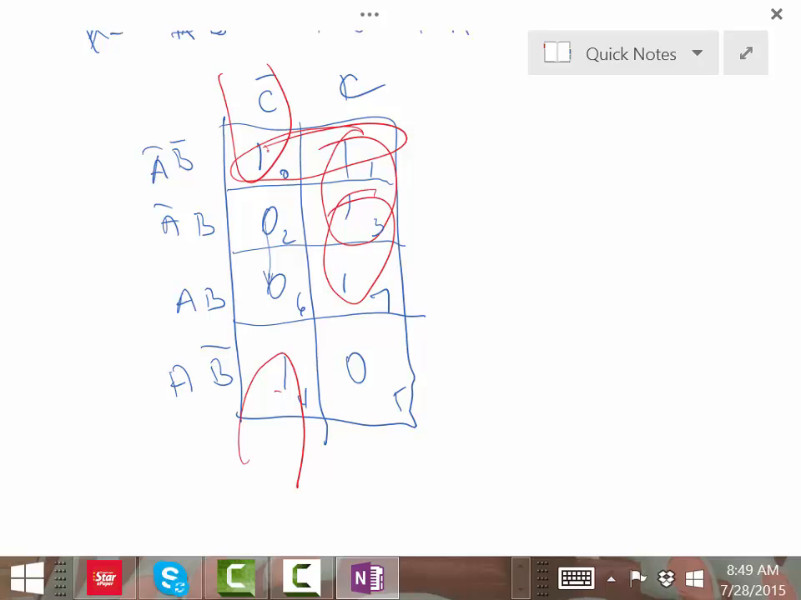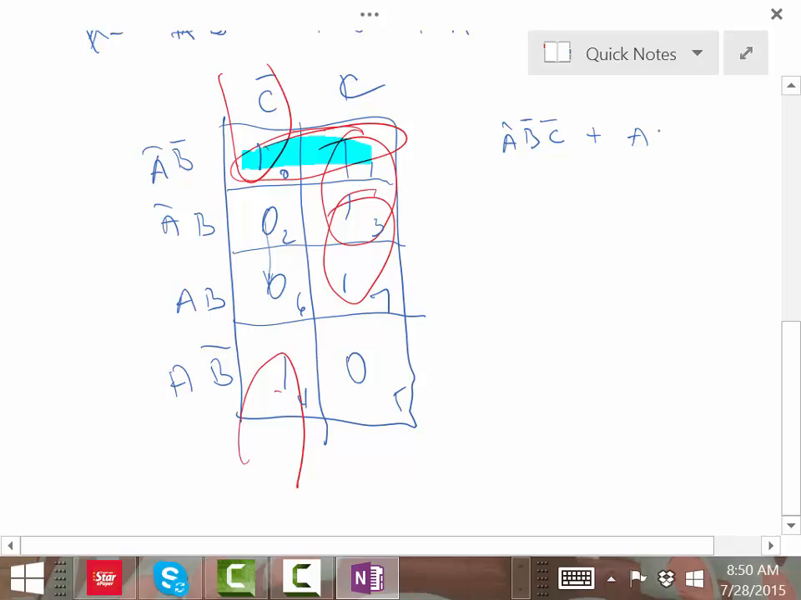I started with a pretty messy one here, and I apologize for it, but we'll go through multiple examples of these. Let's look at this top group of 2. We look at what changes. As we move from right to left, what changes is C. So each of those terms is A naught, B naught, C naught, or A naught, B naught, C.